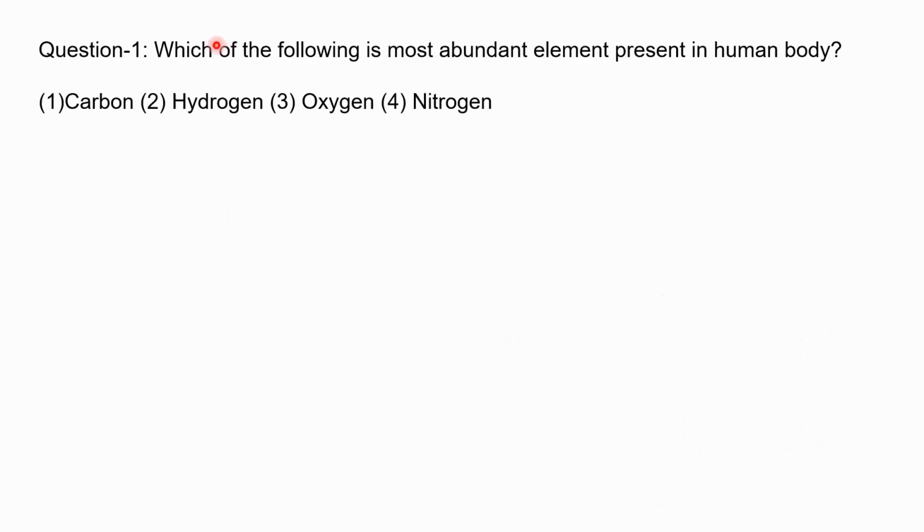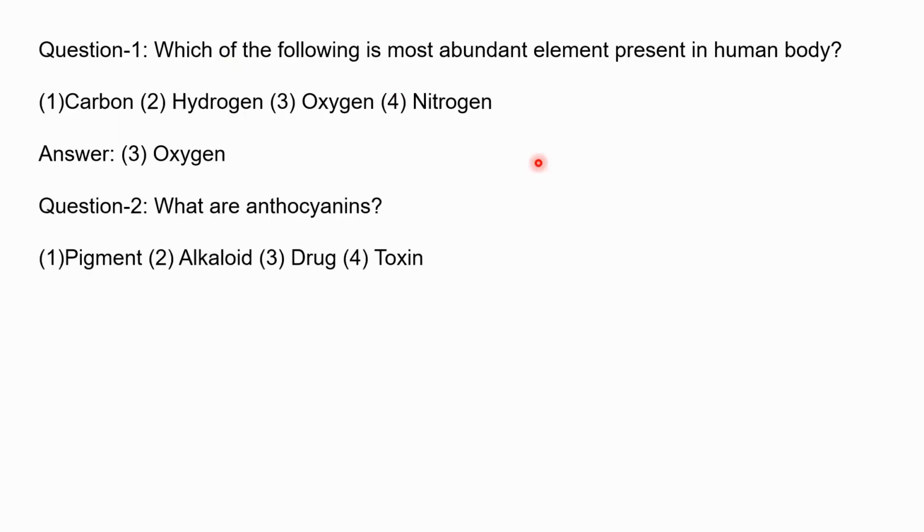For example, the first question is, which of the following is the most abundant element present in the human body? The options are carbon, hydrogen, oxygen, and nitrogen. We studied that the most abundant element present inside the human body and in the earth's crust as well is oxygen. So the correct answer to this question is option number 3, oxygen.